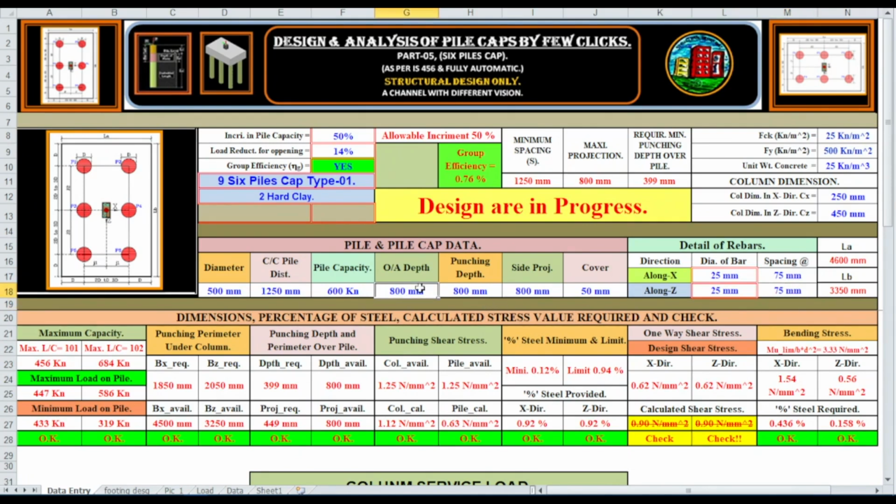Overall depth 1 meter, not okay. 1200, not okay. Fifty, okay. 65, not okay. 60, not okay. 50, okay. And this is 50.